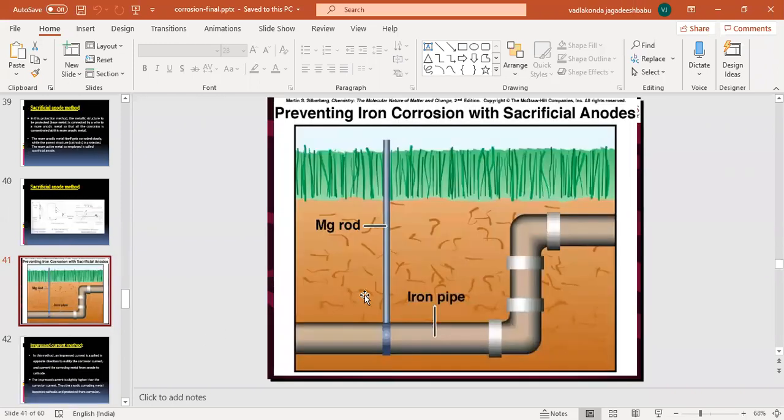Coming to underground pipelines. Underground pipelines, whether water pipelines or drainage pipelines, are made of iron or steel. They have a connection with a metallic wire to a magnesium rod. To protect this iron pipe, we connect the magnesium rod. This magnesium is anodic to the iron, so the magnesium piece will be corroded and our iron will become the cathode and be protected from corrosion. This is the most important application of the sacrificial anodic method.